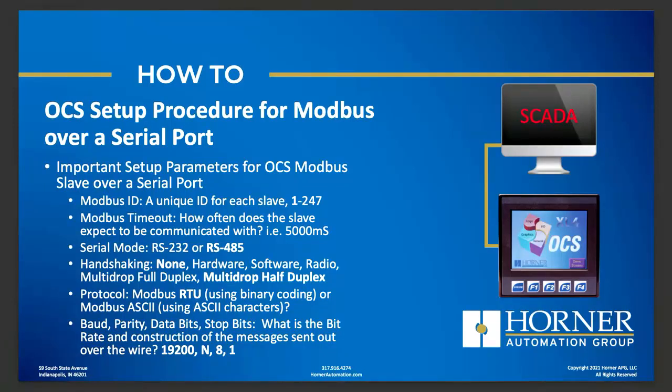And then you've got baud, parity, data bits, stop bits. Even if you don't fully understand what all these different settings do, the bottom line is those settings effectively set the bit rate, or the speed, as well as the construction of the messages that are sent out over the wire. And the big thing is, as long as those settings match on both the master side and the slave side, then generally you'll be good to go.